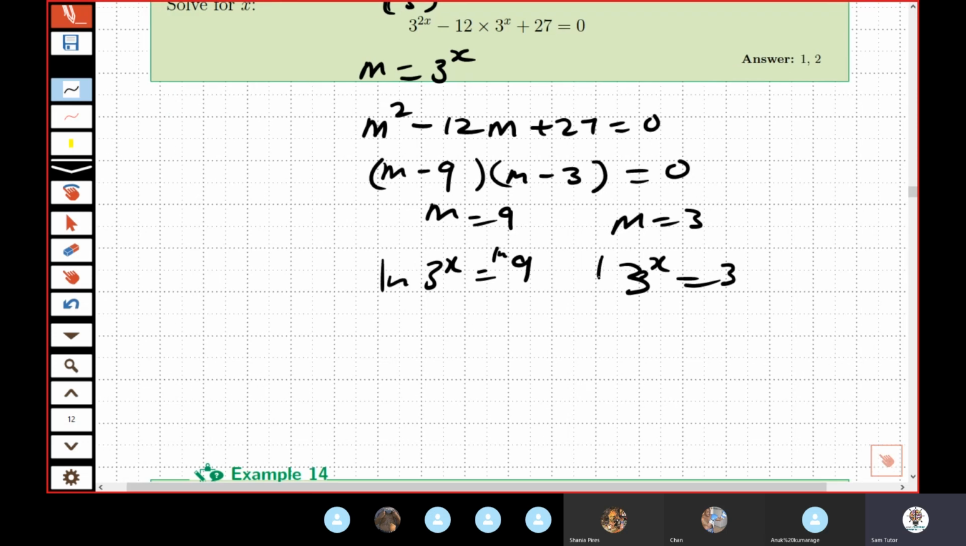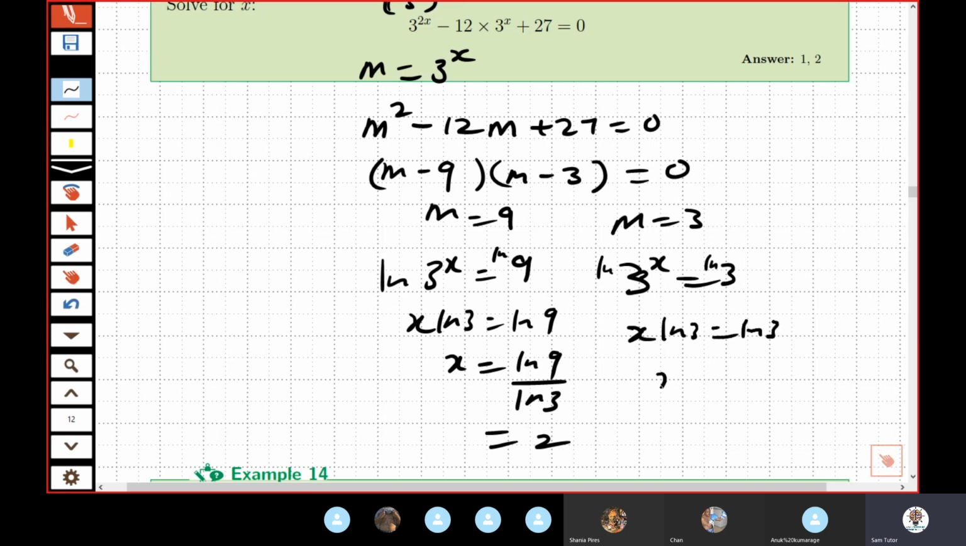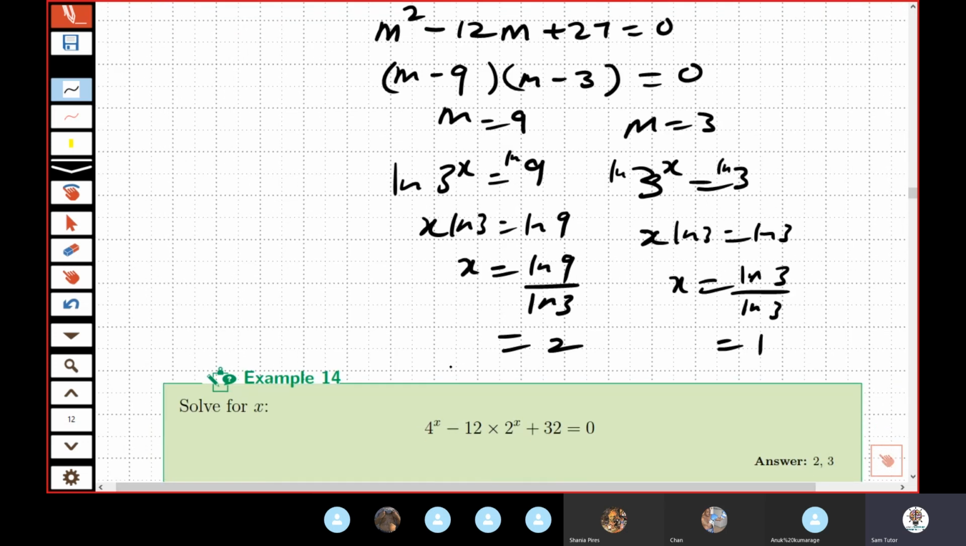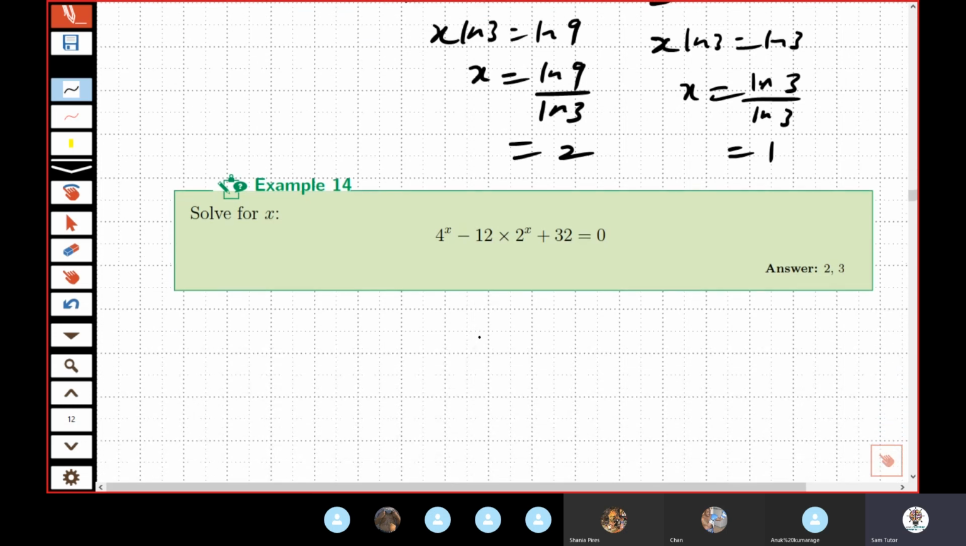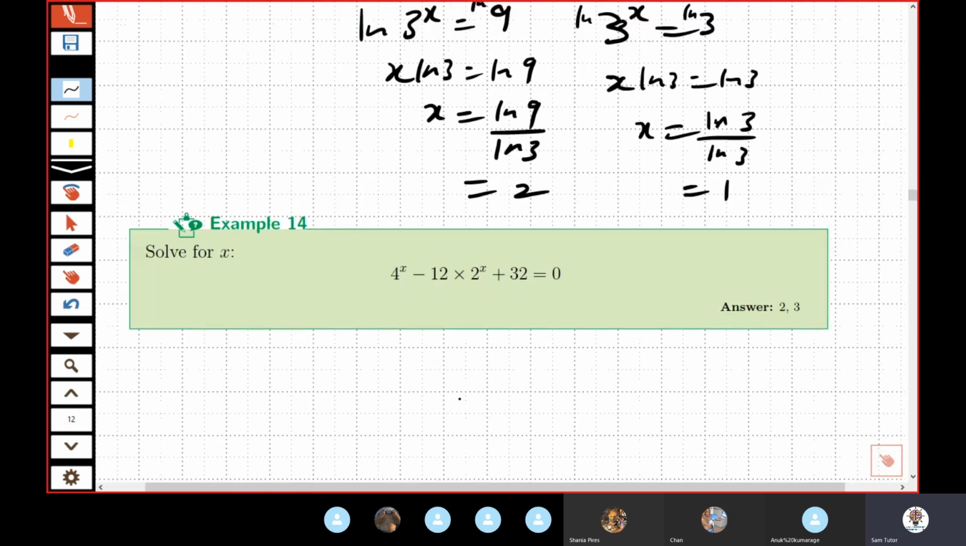If for some reason you weren't sure what x is by observation, don't forget, you've now learned logs. So log it, bring the x down, and then just divide. Plug it into your calculator and you'll get 2. Same thing with this one: x log 3 equals log 3. Well, we already know log 3 on log 3 is 1. Anything divided by itself is just 1. Brilliant. Well done. Sorry, you guys are probably still copying down.